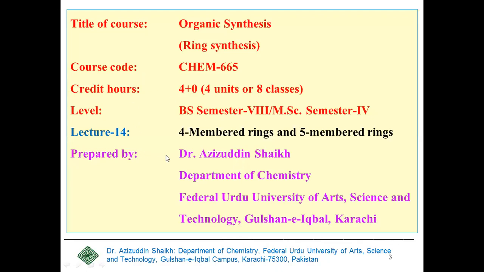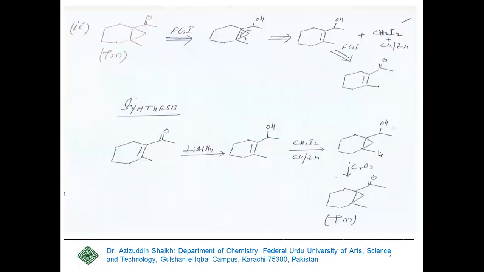This is lecture 14. Four-membered rings and five-membered rings will be discussed. First, we will discuss an example of a three-membered ring, which we discussed in the previous lecture. This is the example of cyclopropane. This is the retrosynthesis, the disconnection approach, FGI.